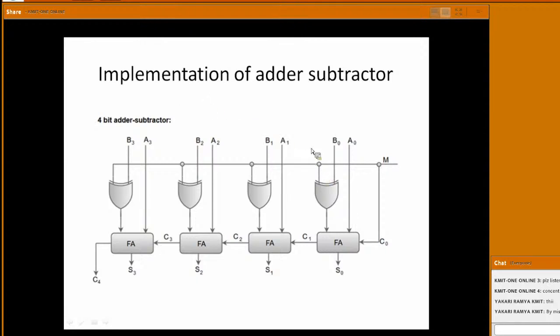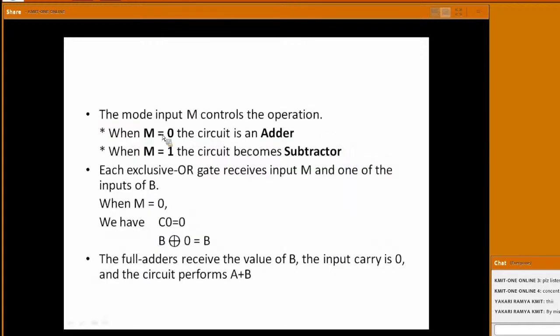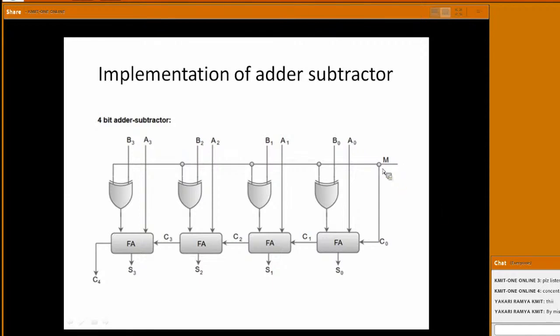Here, when you are using the full adders with a combination of these XOR gates, you can perform addition as well as subtraction, and that depends on the value of m. You can perform addition as well as subtraction. Now, let us suppose m is equivalent to 0, what will happen?